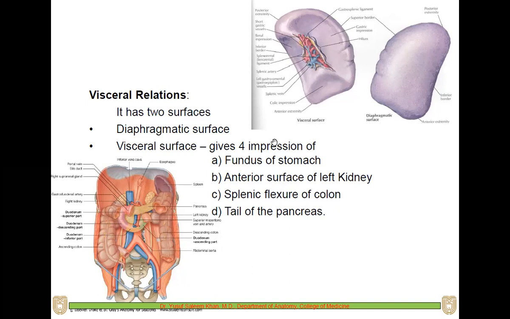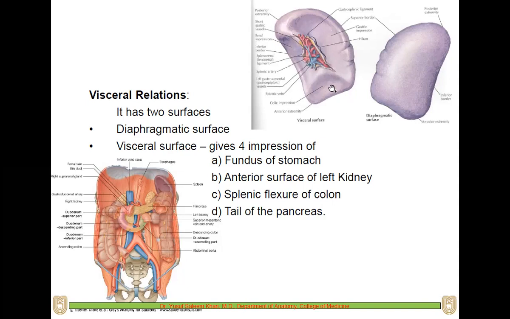Then we have the anterior surface of the left kidney. So there will be the renal impression on this part. This is called the renal impression here. So here will be the gastric impression. Here will be the renal impression.